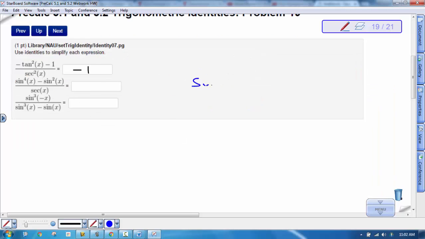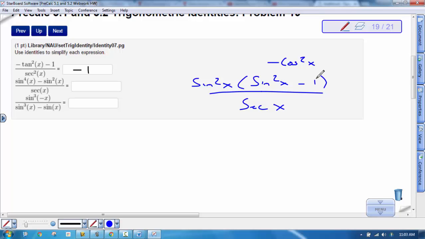Okay, so for the next one I can factor out a sine squared of x, leaving me with sine squared of x minus 1 over secant of x. And then this on the formula sheet is actually negative cosine squared if you rearrange the Pythagorean identity. So I'm going to put that in right here. And secant's really 1 over cosine. So instead of dividing by a fraction, I'll multiply by a reciprocal. So I'll multiply by cosine of x, in which case I just get, I'll pull the negative up front.